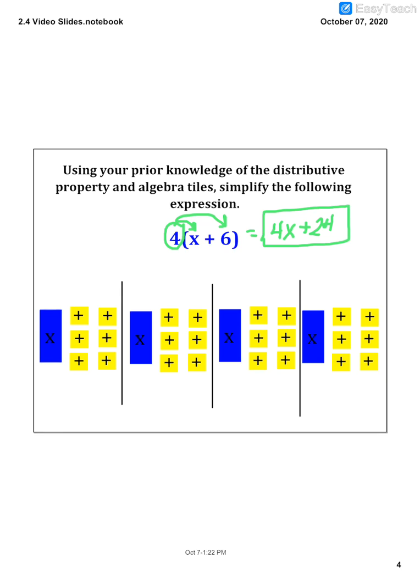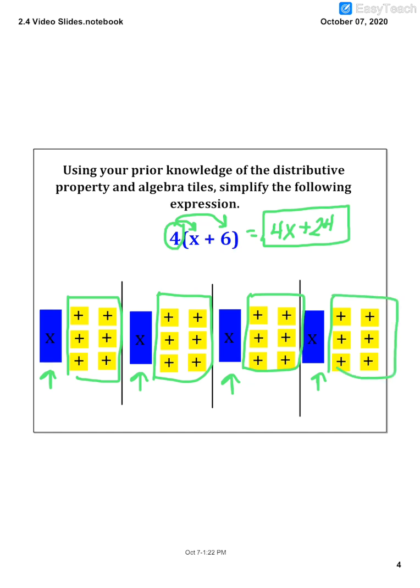If I count the tiles I have below, 1x, 2x, 3x, 4x, and I have 6 positive tiles in 4 groups, which represents the positive 24. So in this picture, you visually see how we can represent this using algebra tiles, and here you saw how we can do it mathematically.